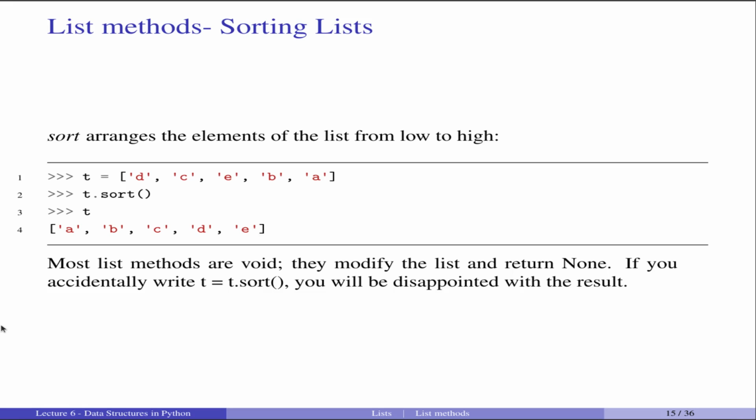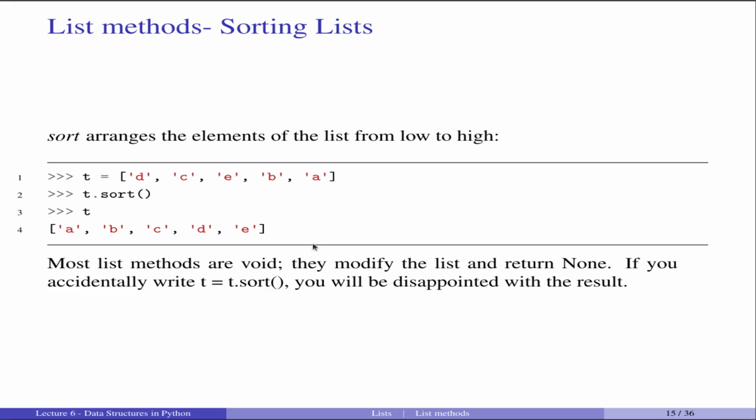Now for sorting, lists have a specific method called sort. The method sort sorts all elements alphabetically or according to their values from low to high. So for example, if I specify a list d, c, e, b, a, and now I call the method t dot sort, in that case it will arrange the elements of the list from lower characters to higher characters in the alphabet. So it will return me a, b, c, d, e.